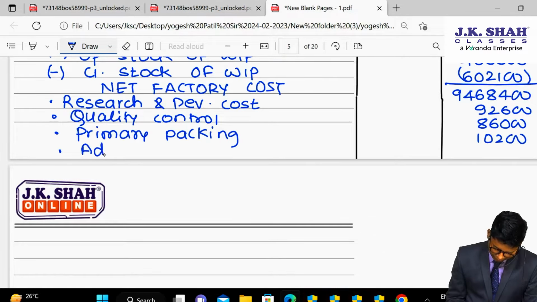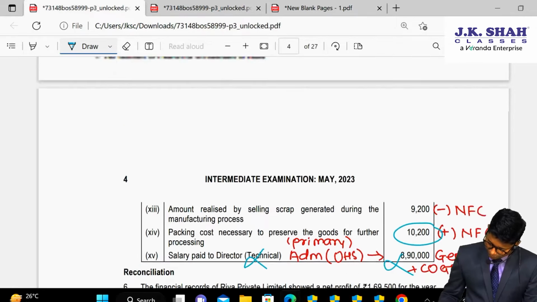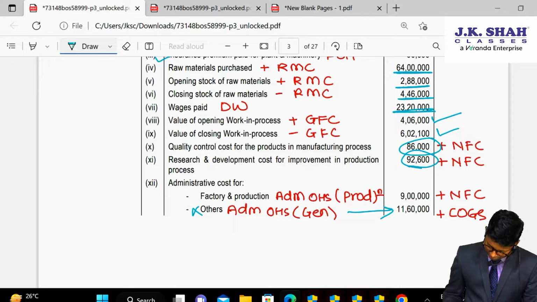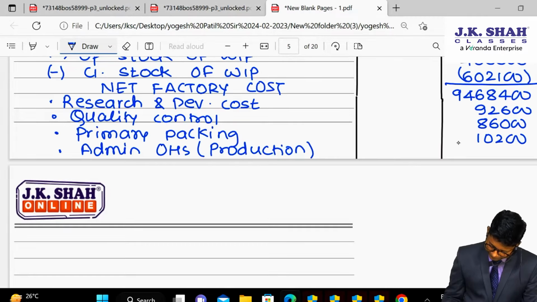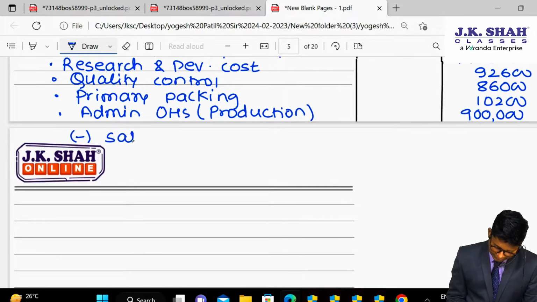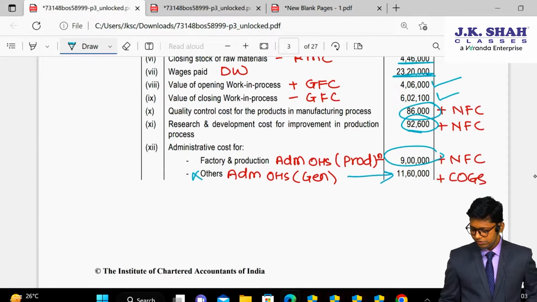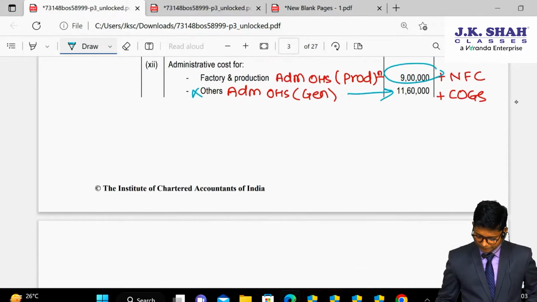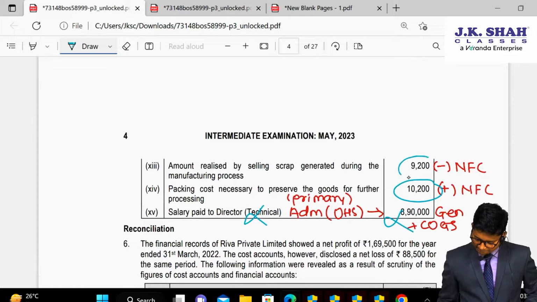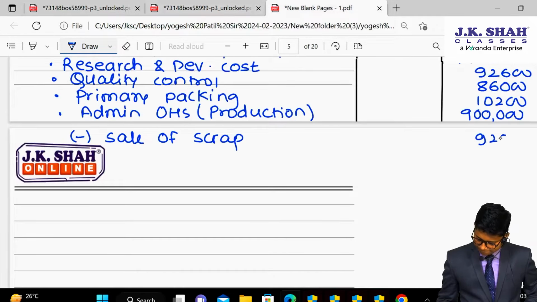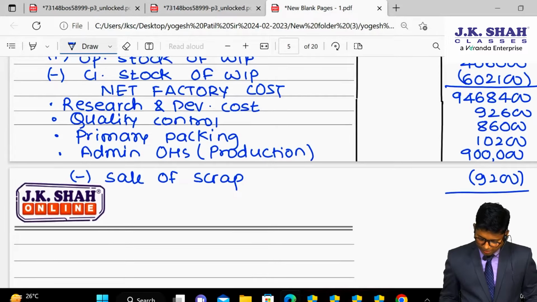Then we add admin overhead related to production, and admin overhead related to production is also available with us, and the amount for that is 9 lakhs. After adding these 4 items, finally we deduct sale of scrap, byproduct and wastage. Sale of scrap is 9,200. When you add up all these values, you will get your final answer of cost of production.